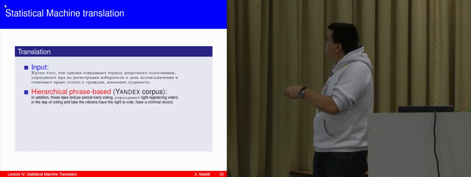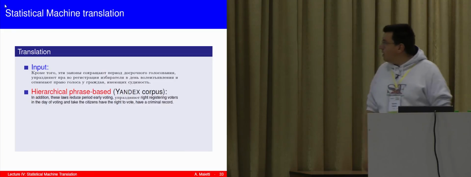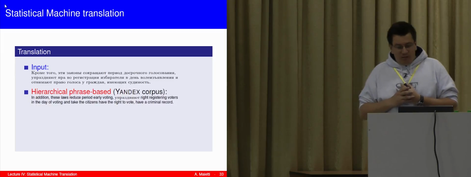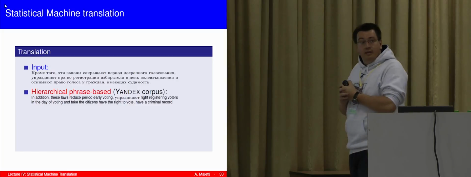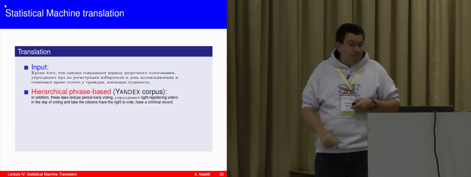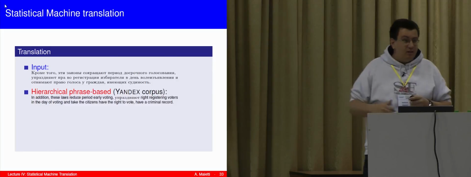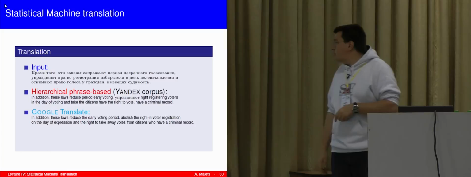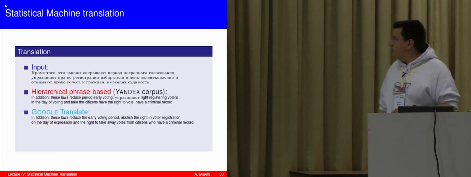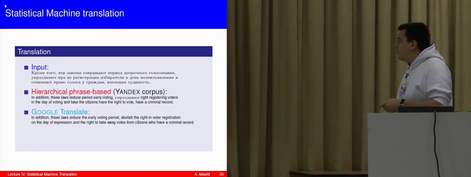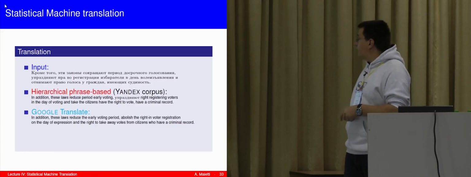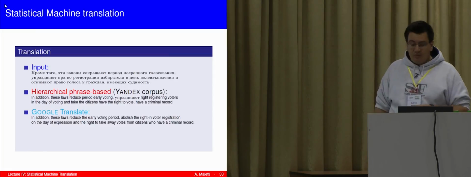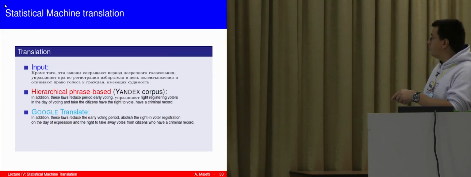But anyway, voting, this word, right, registering voters in the day of voting, and take the citizens have the right to vote, have a criminal record. Fantastic. I didn't understand what was going on. So, yeah. But that's what you can get from 1 million sentence pairs. Google Translate: in addition, these laws reduced the early voting period, abolished the right in voter registration on the day of expression. I don't know what they express, but and the right to take away votes from citizens who have a criminal record. The last part is very well expressed, so this I totally understand, the last part here.